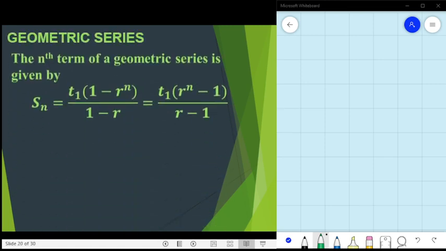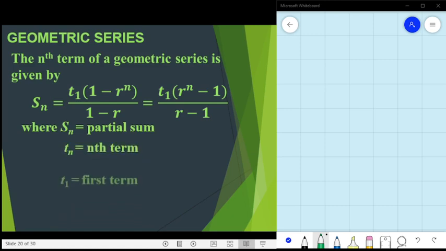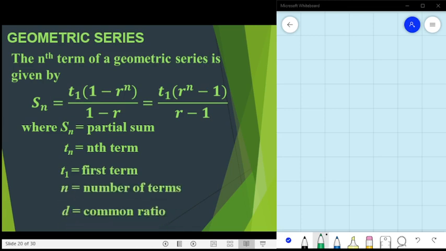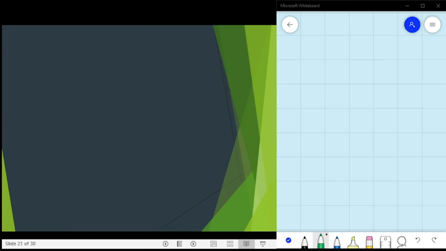For the geometric series, we have also two formulas wherein actually parehas na sila, murag nagbaylo-baylo lang ang kaning usawan, minus the ratio and then ratio minus 1, because depende ra na ninyo kung asa inyong ganahan. Where S sub n represents partial sum, t sub n is the nth term, t1 is the first term, n is the number of terms, and r is the common ratio.